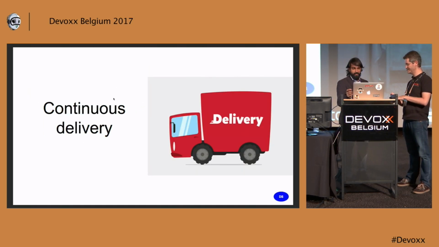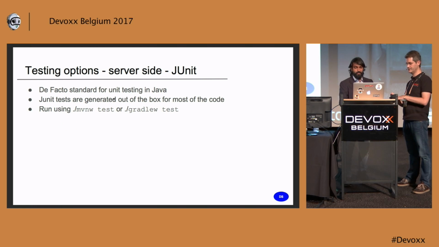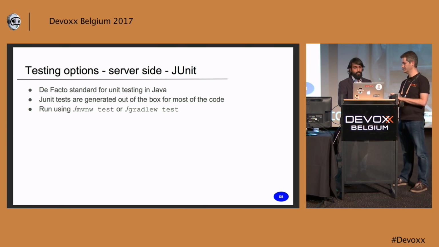Okay, so by the time we finish, let's take a quick look at what we do to support continuous delivery. For continuous delivery, you need good testing infrastructure and testing support. So we support a lot of testing options. On the server side, by default, we generate a lot of JUnit tests. JUnit, of course, is the de facto standard in Java. So you can run them based on what you have chosen, Gradle or Maven. You can run them using the default test tasks.